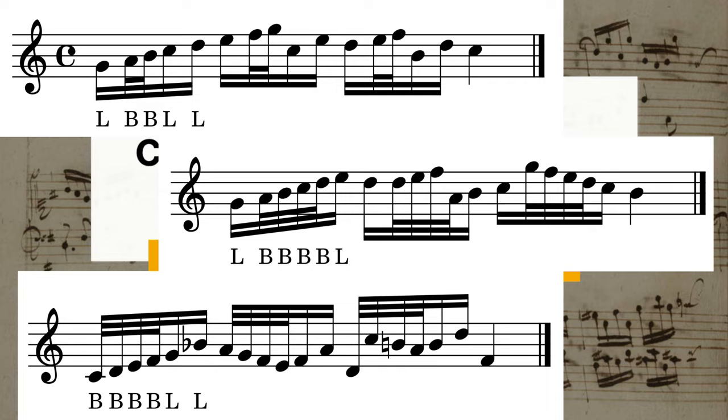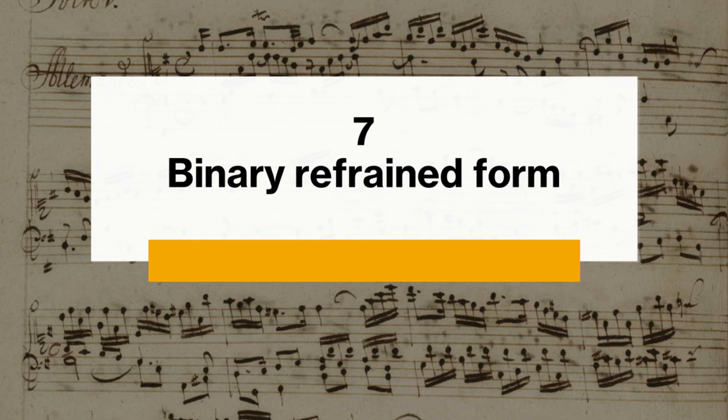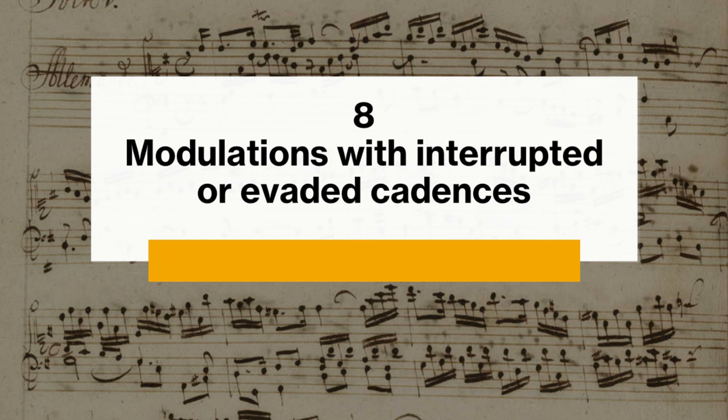7. The Allemande follows the binary refrained form. First section from degree 1 to degree 5, then ritornello bar, second section from degree 5 to degree 1. In minor modes, instead of going to the 5th degree, it is possible to go to the 3rd degree, the relative major key. 8. Modulations give the Allemande a dynamic direction, so interrupted or evaded cadences are always welcome.